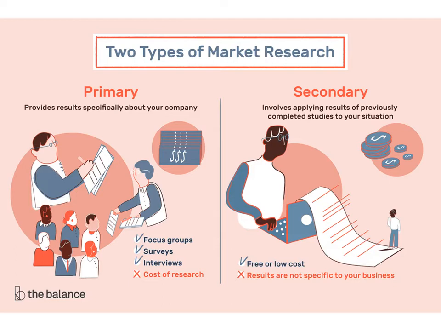Right, secondary is basically, it already exists out there, so it could be free or low cost. You might have to buy a report in, but basically it involves applying results of previously done studies to your situation. Okay, so as I said, it could be free or low cost. It could involve going and finding a report. It's basically what has already been done out there. Sometimes this is called desk research.